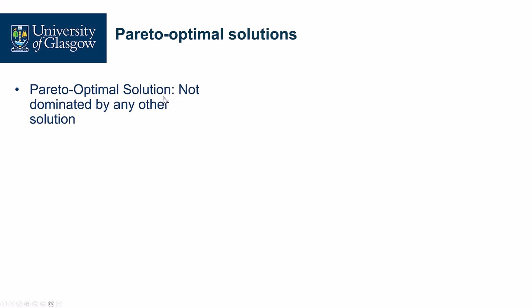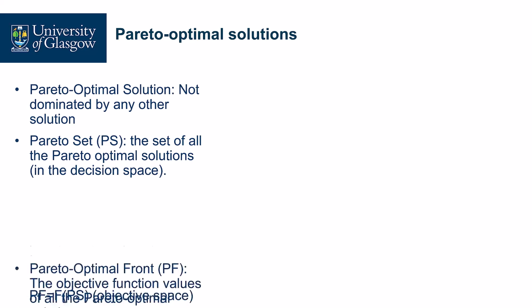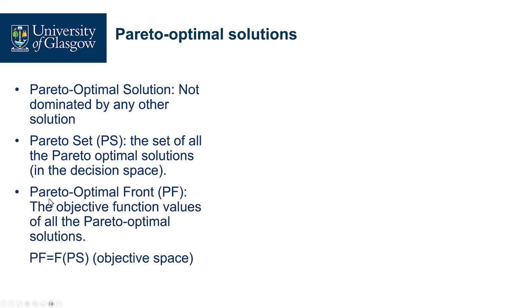Then, based on the Pareto optimal solutions, we can have two concepts. The first one, we call it a Pareto set. This is the set of all the Pareto optimal solutions in the decision space. This means they are x values, and they have the y value. This other one, we call the Pareto optimal front. So this is the set, this is the front. The front means the objective function values of all the Pareto optimal solutions. So the Pareto front equals the objective function applied to the Pareto set, right?